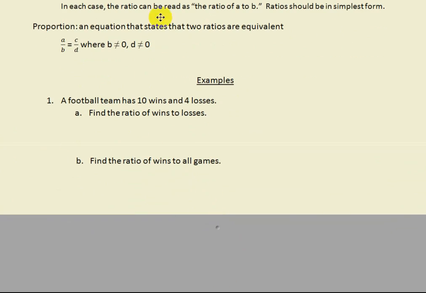So in the first case, we're going to write a couple of ratios. A football team has 10 wins and 4 losses. Find the ratio of wins to losses. So if we look at wins to losses, this will be equal to 10 wins over 4 losses, but then we need to simplify that because 2 will go into both of these, and we end up with 5 over 2. So for every 2 games they lose, they win 5 games.